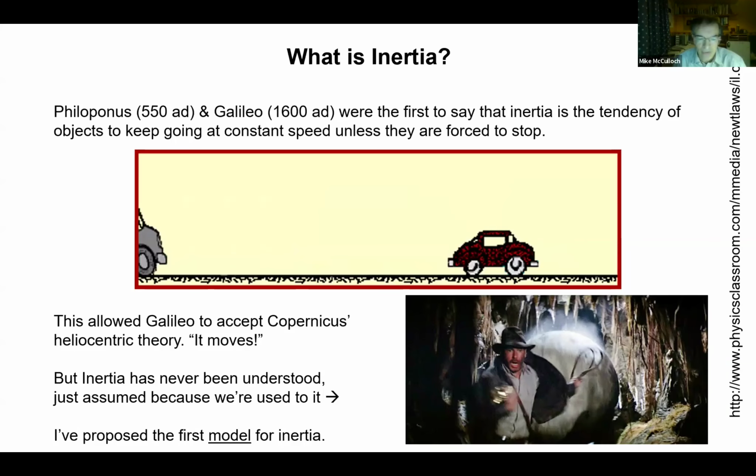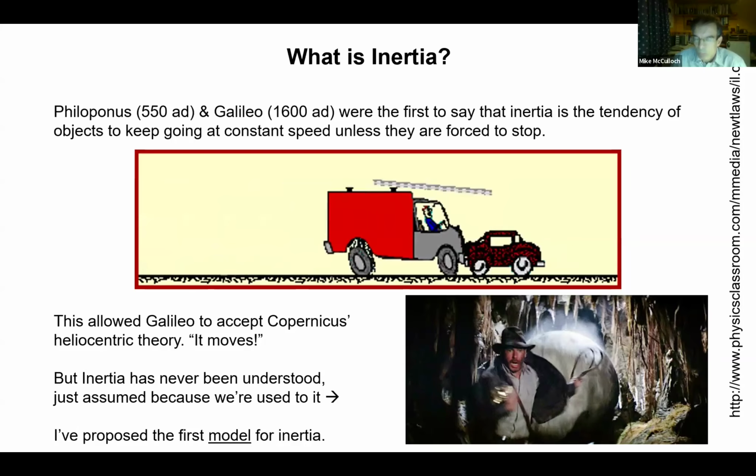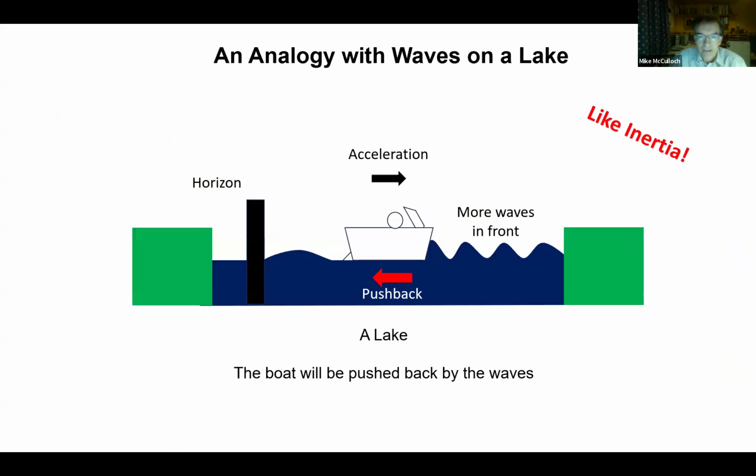And I proposed the first model to try to explain why that is the case. But because some of my background is in ocean waves, I'm going to try and explain it using those waves with an analogy here. So imagine you've got a speedboat on a lake. So here's the speedboat in the center, and it's moving to the right. It's accelerating to the right.